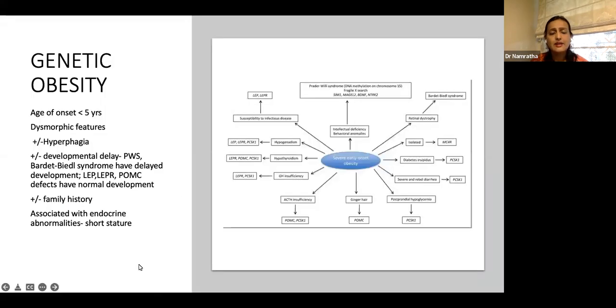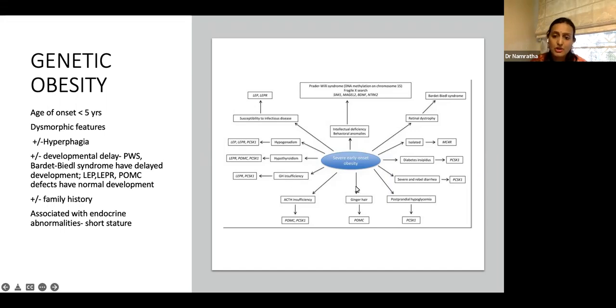The other rarer entity is genetic obesity. Genetic obesity should be suspected in any severe early onset obesity in a child less than 5 years of age. These children may have dysmorphic features, and may or may not be associated with hyperphagia. They may have developmental delay, and they often have a positive family history, especially in children with monogenic obesities. So any of these children should be evaluated thoroughly to look for any intellectual abnormalities. Associated endocrine abnormalities such as hypogonadism or hypothyroidism can be seen in leptin deficiency and leptin receptor mutations.